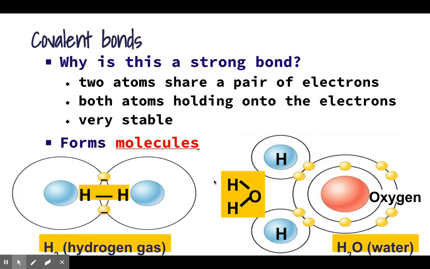But let's look at covalent bonds. So why is this considered a strong bond? Well, two atoms share a pair of electrons. Both atoms are holding onto the electrons and they're very stable and they form our molecules.